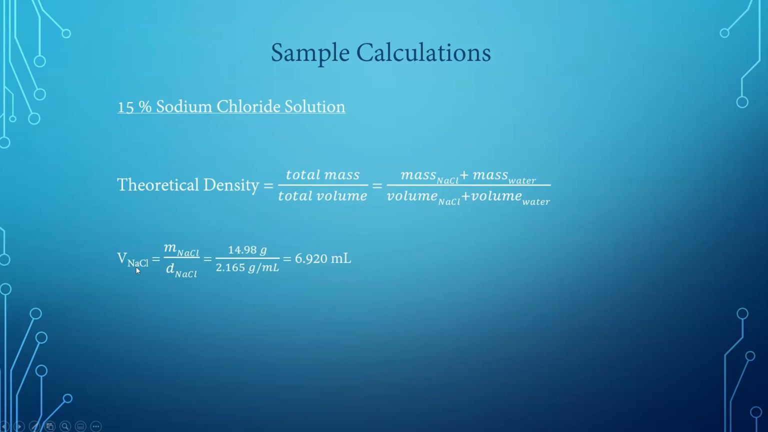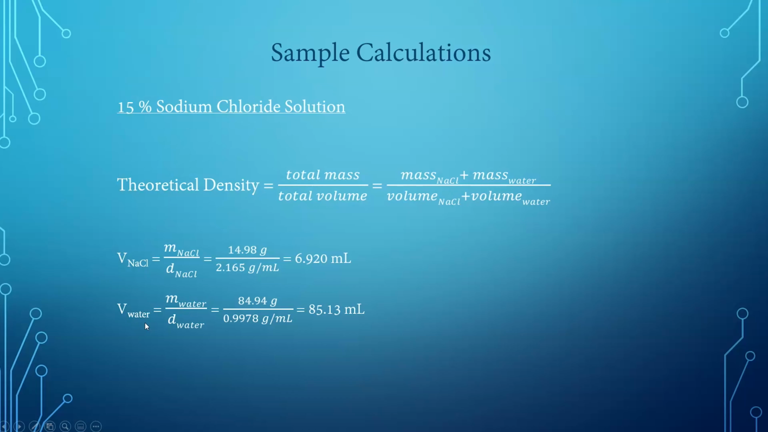We're going to calculate the volume of our salt by using the mass and the density. If we rearrange our density equation, we can solve for volume. We know that we had 14.98 grams of salt to start with, and we can look up the density of salt, and we can use that to calculate what the actual volume of sodium chloride is in that sample that we measured out.